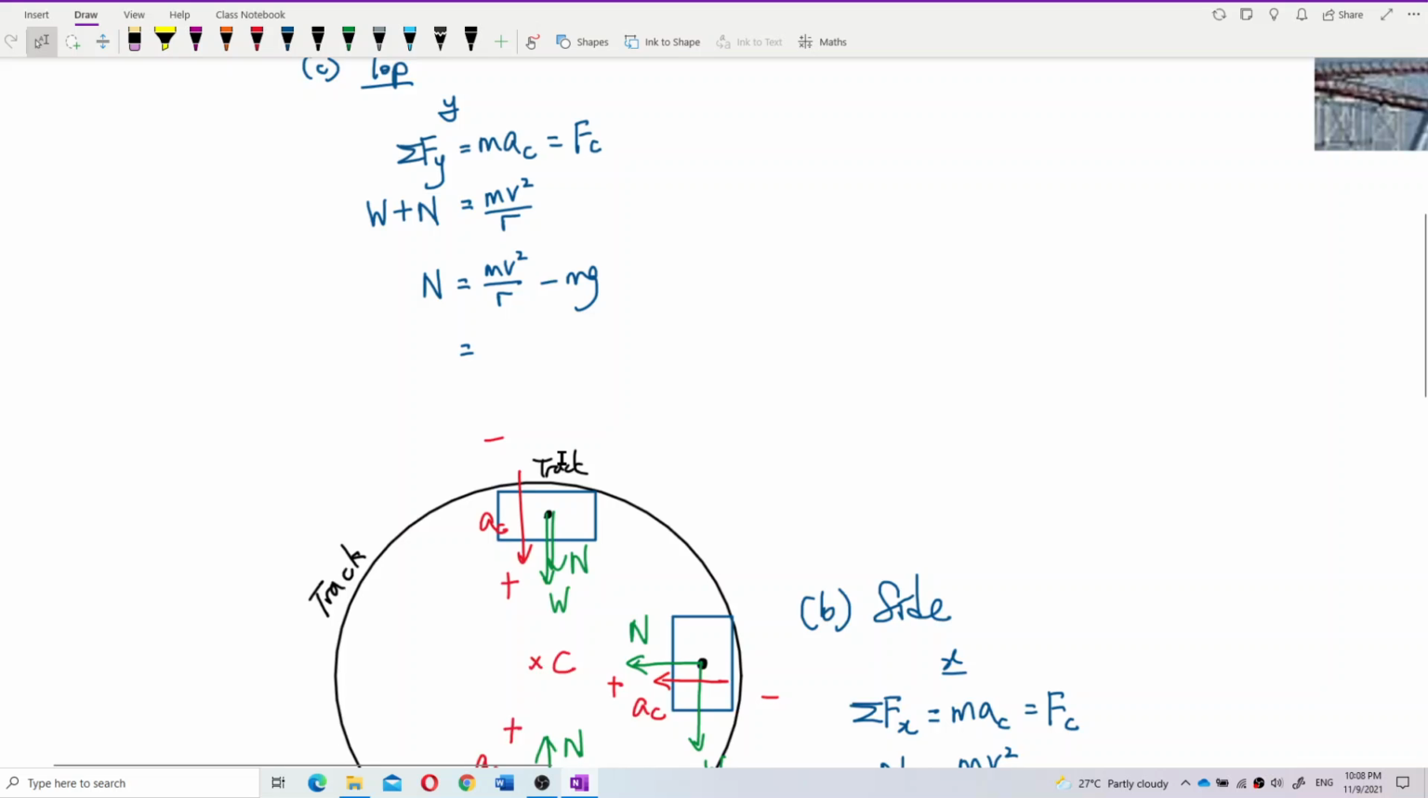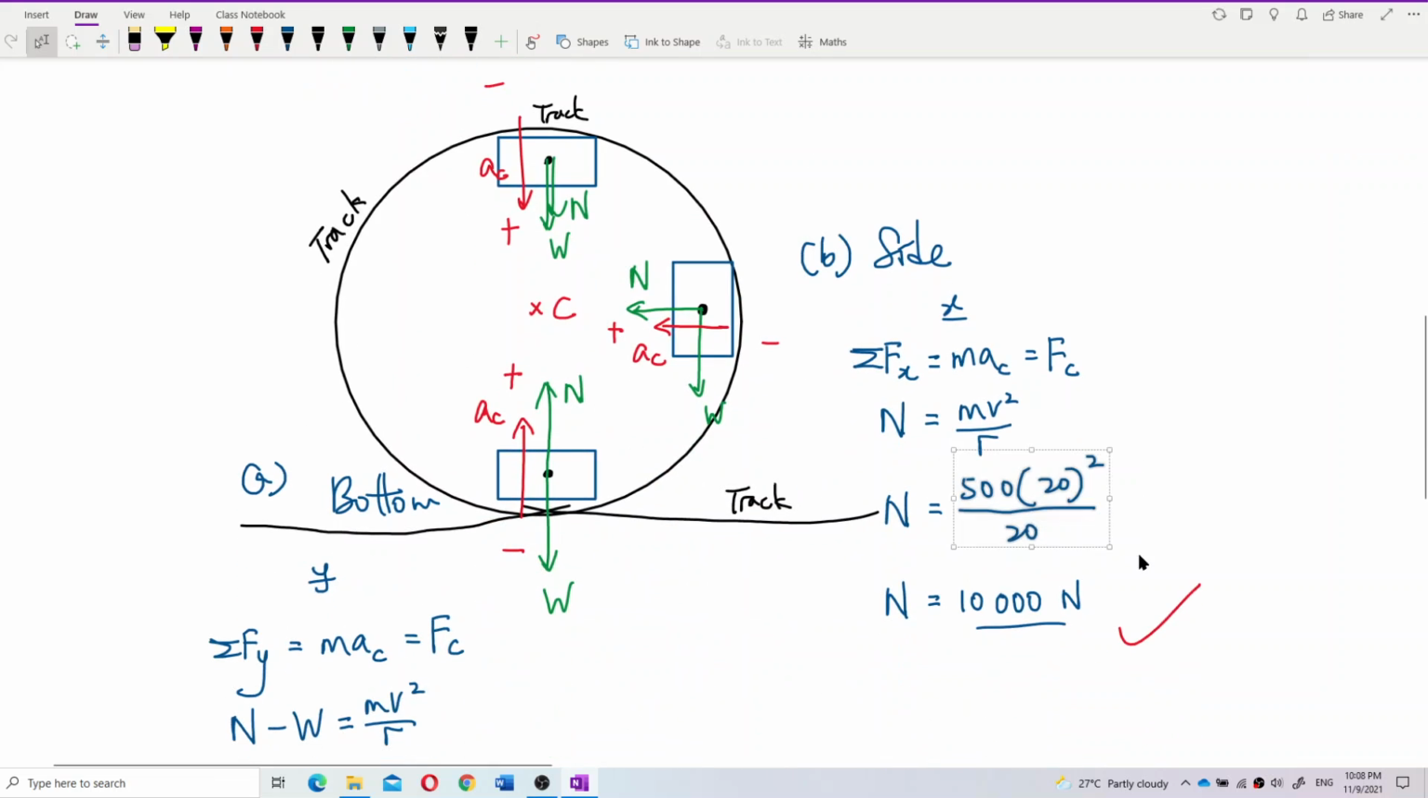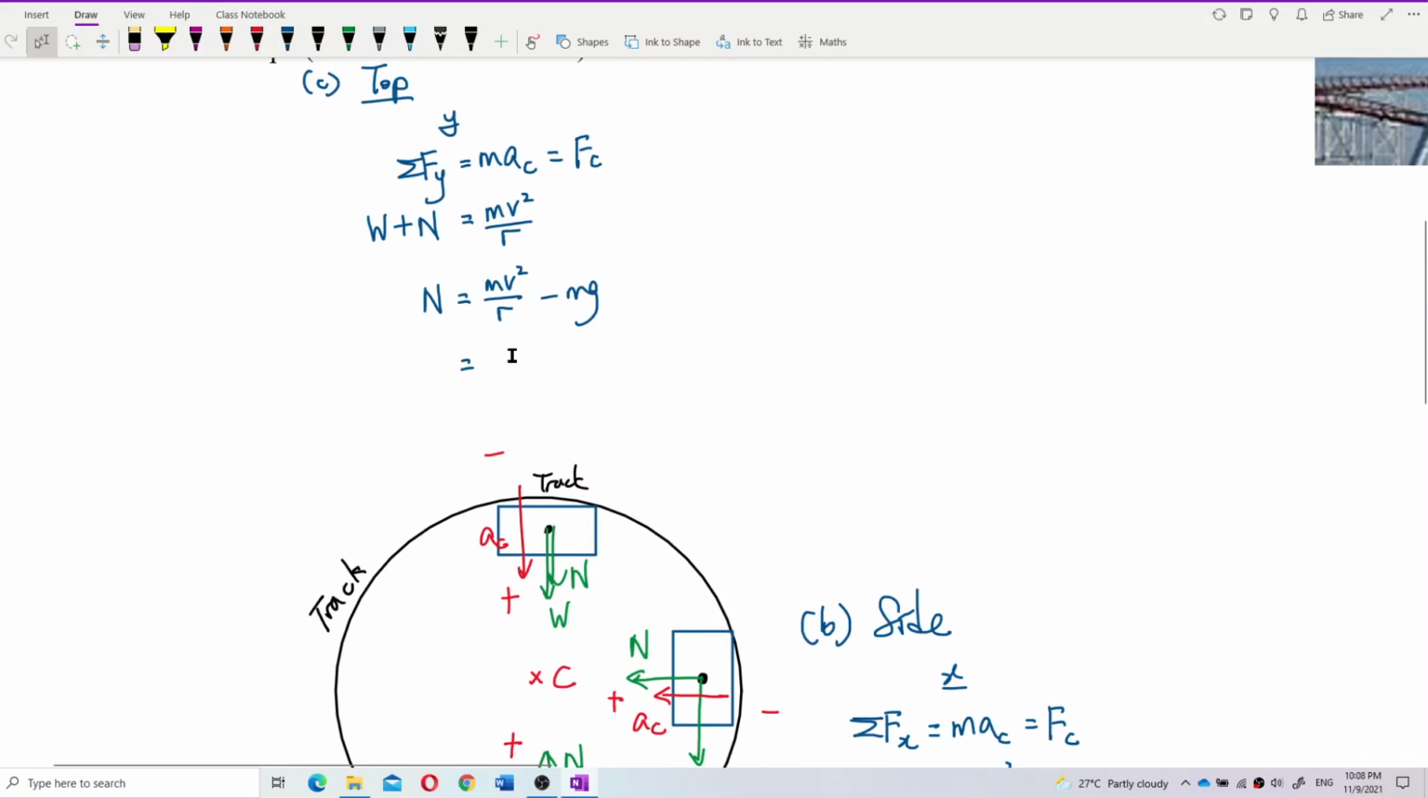Okay, let's substitute all the values. Just copy and paste over here. This is mv squared over r, minus mg, 500 times 9.81. So what's the answer? The answer is 5095 Newton. That's the normal force by the track.